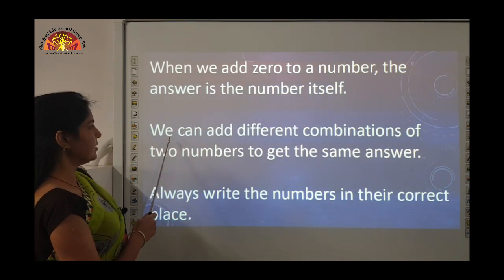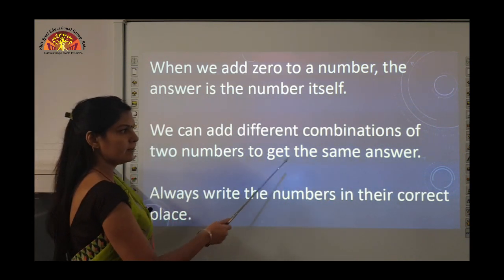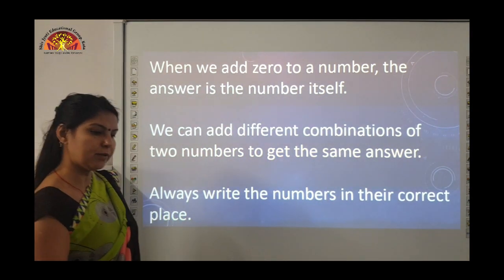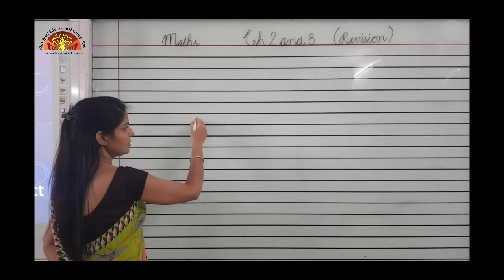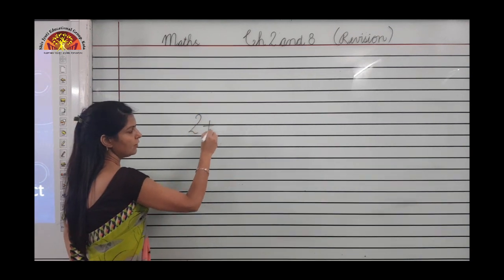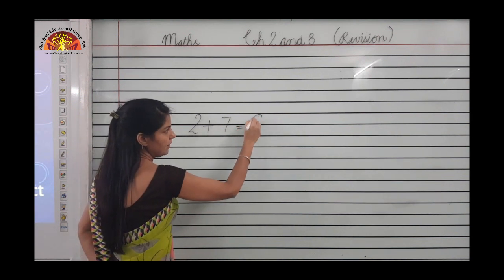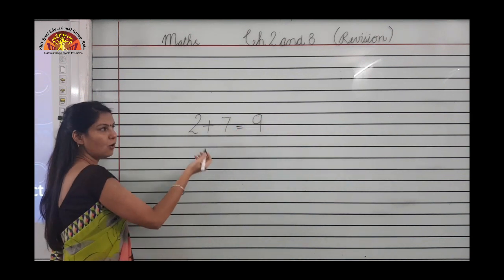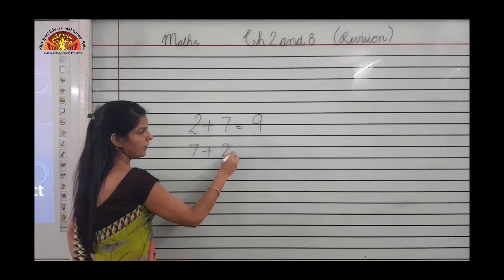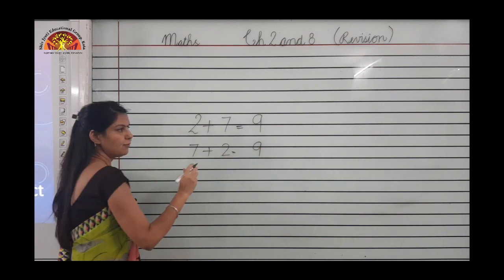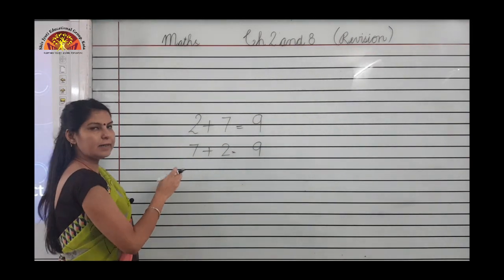Now the next point is we can add different combinations of two numbers to get the same answer. Let's see this on the board. So children, here we are having two combinations of numbers. First of all, we are adding 7 and 2. This will be 9. And when we change the order of these numbers, this is 7 plus 2, it will also be 9. So when we are changing the order of the numbers, we get the same answer. This is the addition fact.